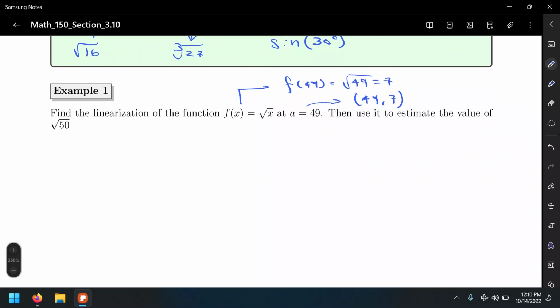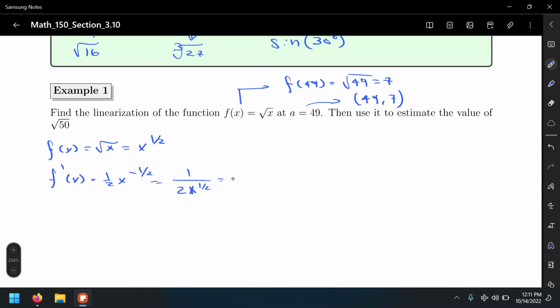So to find the slope, we need to find the derivative. So f of x, which is square root of x, which is x to the 1/2. So we cannot differentiate this radical just the way it is. We need to change this to the rational exponent notation. And here's the general power rule. Take f prime. So that's 1/2 x to the negative 1/2, which is 1 over 2 x to the 1/2, which is 1 over 2 root of x.